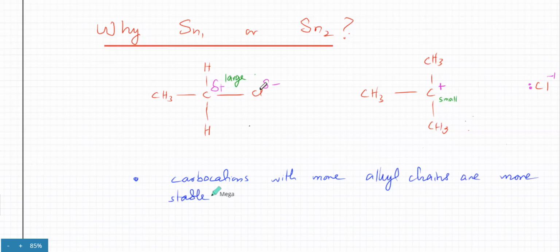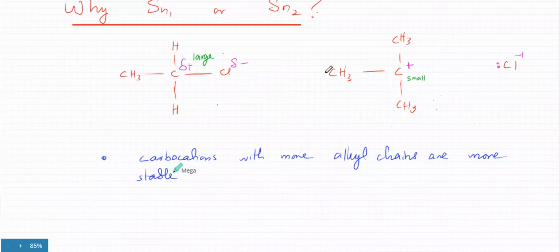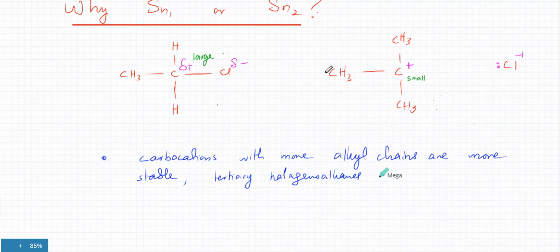And over here, the Cl is so tightly bonded to this positive carbon atom that the OH minus one has to come in and push the Cl away. Otherwise, the Cl would not readily break off. So carbocations with more alkyl chains are more stable. We did this in Markovnikov's rule as well. So your tertiary halogenoalkanes have stable carbocations. Hence, the mechanism is SN1.